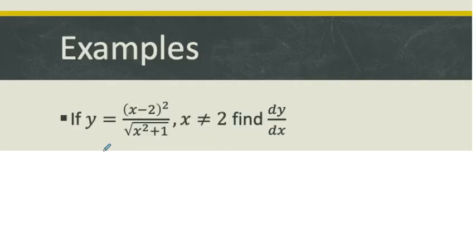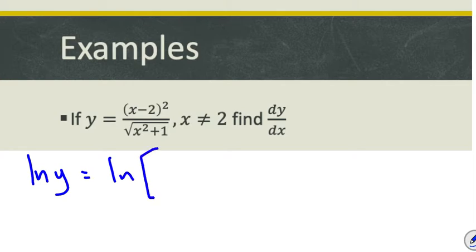So looking at this example here, this is not one that we are required to use logarithmic differentiation on, but it is one that if we do use logarithmic differentiation, we can actually simplify a little bit. So let me show you what I mean. I'm going to start off by taking ln of both sides. So ln of y is equal to ln of this whole right-hand side: (x minus 2) squared over the square root of x squared plus 1.